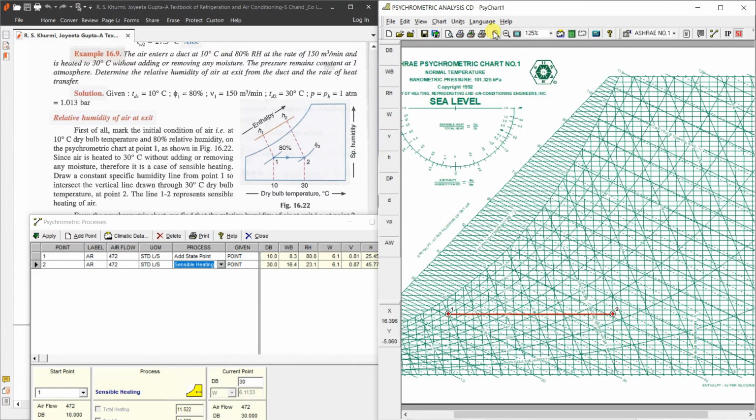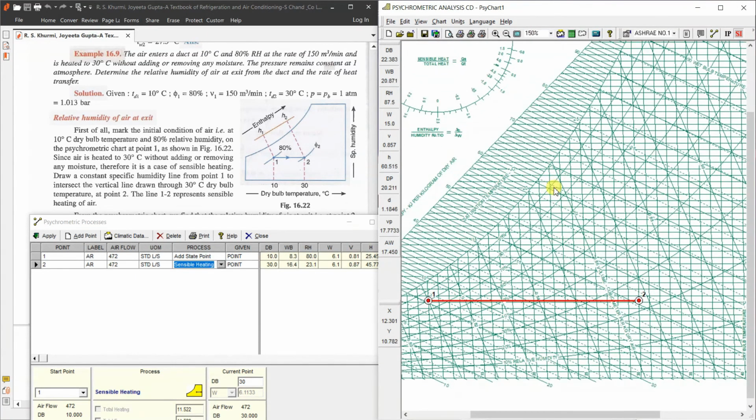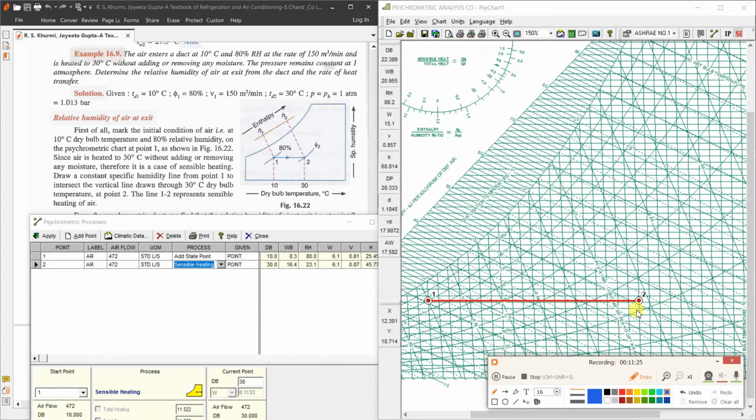So process will be like this. Here you can observe on psychrometric chart, it will be from left to right. Horizontal line, because it is sensible heating, moisture content is remaining same. Moisture content means specific humidity.